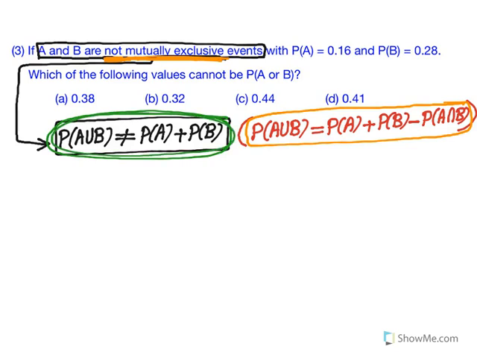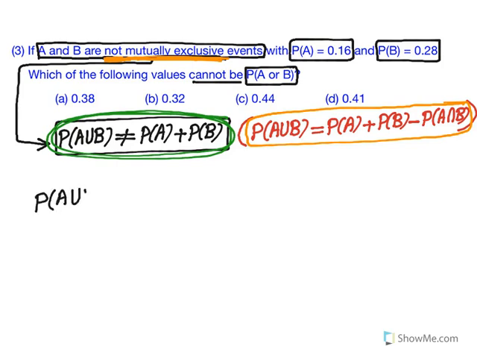So let's see now what they also gave us. They gave us that the probability of A is 0.16 and the probability of B is 0.28. So the question is, which of the following values cannot be the probability of A or B? And you have 4 answers. So now let's see the probability of A or B. We know that it cannot be the sum of the probabilities of A and B, because they are not mutually exclusive.